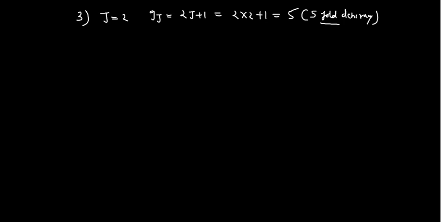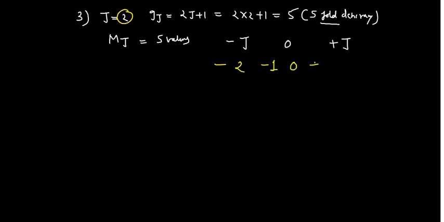So in that case, your mj will have a total of 5 values, and those 5 values will go from -j to +j. So what are those 5 values it can take? The original value of j is 2. So here you can write -2. Another value it can have is -1, then 0, then +1, then +2. So this is 1, 2, 3, 4, 5.